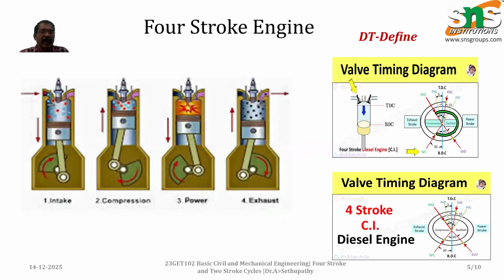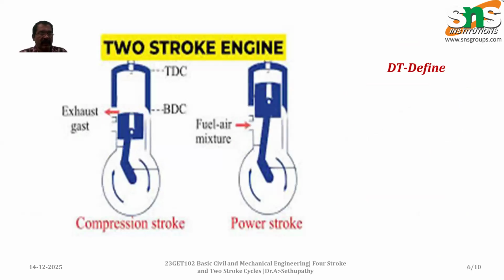The valve timing diagram is different for two-stroke and four-stroke. Initially, the inlet valve opens before the TDC so the air-fuel mixture gets inside. After that, the valve is closed after the TDC condition, and all the burned gas is sent outside. So this is the valve timing diagram for two-stroke and four-stroke. The diesel engine is mostly four-stroke, which we have already discussed.